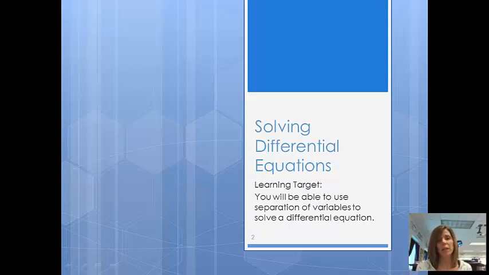A big area in calculus is being able to solve differential equations, and there are several applications of solving differential equations out there in the real world. I will be showing you a PowerPoint tomorrow to show you some of those areas where you might encounter differential equations in your field of study. But we will just be doing the basics today. At the end of this lesson, you'll be able to use separation of variables to solve a differential equation.